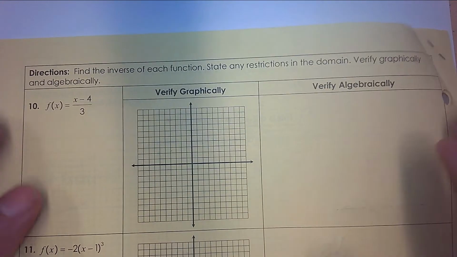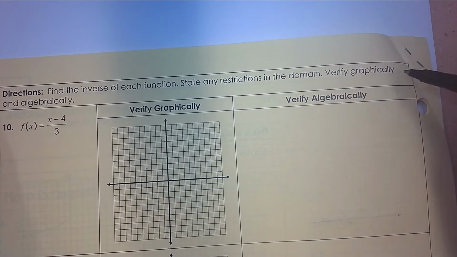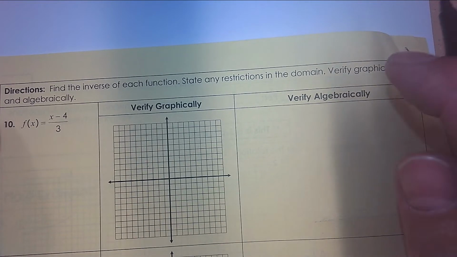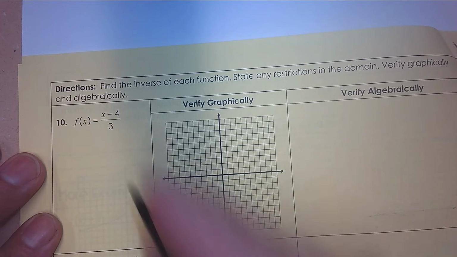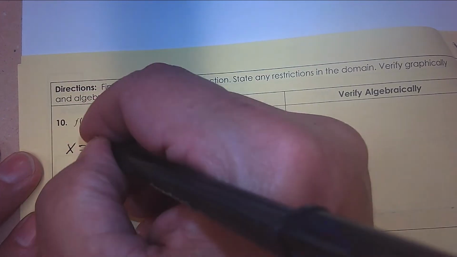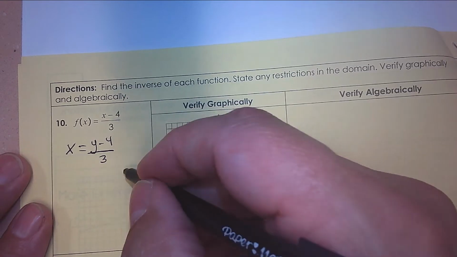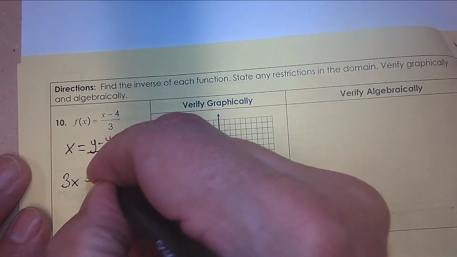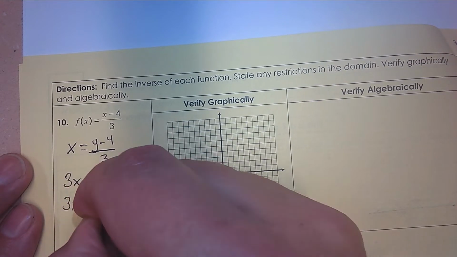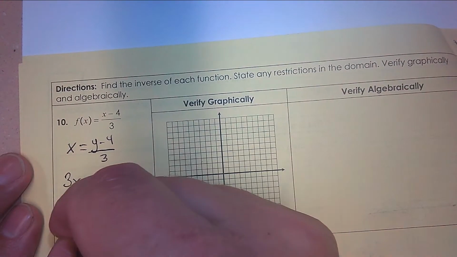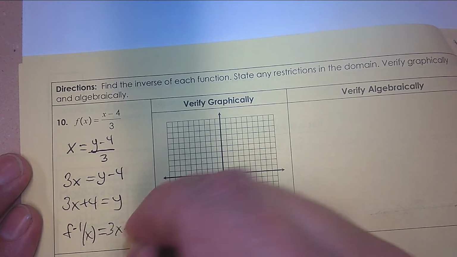Find the inverse of each function, state any restrictions in the domain, and then verify graphically and algebraically. Well, here we go. Step 1, x equals y minus 4 over 3. To get y by itself, I'm going to multiply both sides by 3, and I'm going to add 4. So there's my inverse. I'm going to put a little -1 there. There are no domain restrictions for either one. It's all real numbers.